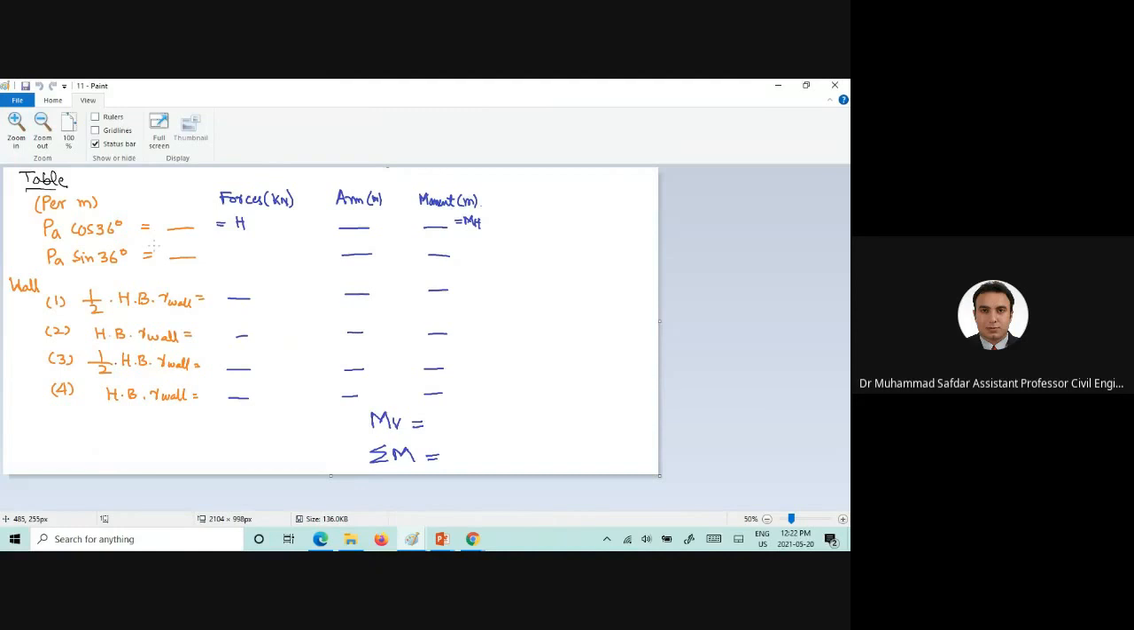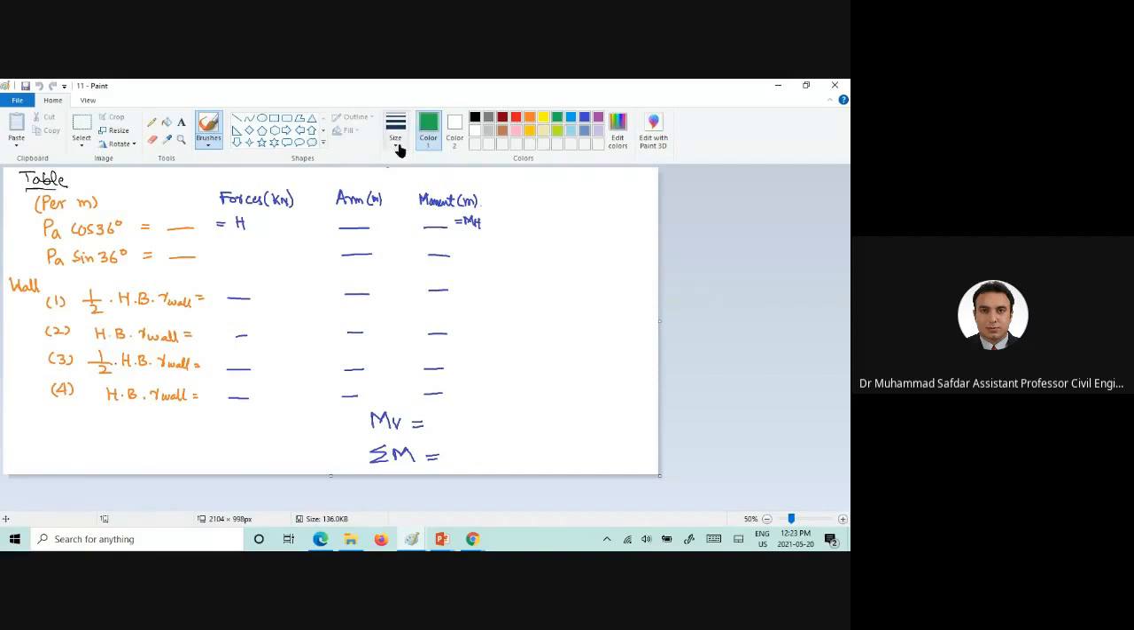So what should be the value of the horizontal component of the lateral earth pressure, or the lateral thrust, or the force? 125.8. And this could be the only horizontal force. 91.4. Okay, that's good. How about the moment arm for the horizontal force? I'll give you a hint, one third of the height from the base.